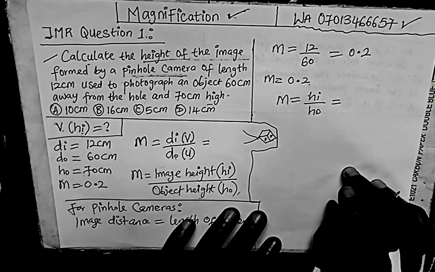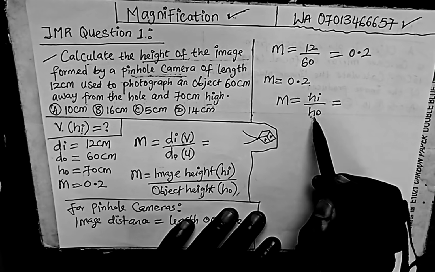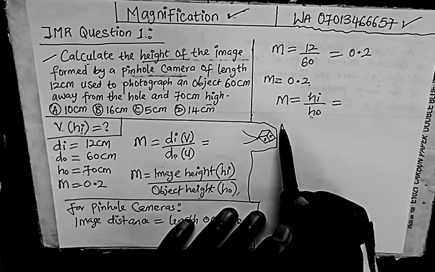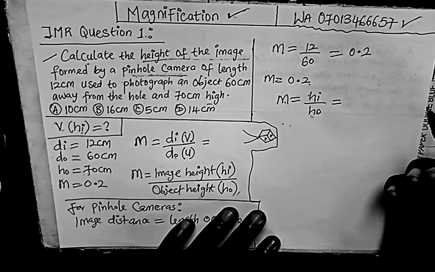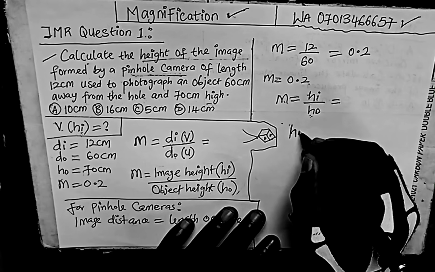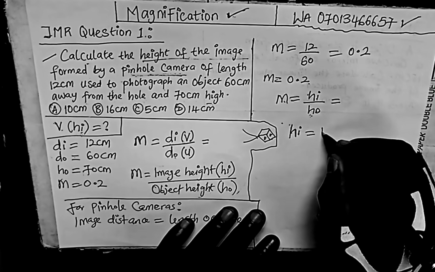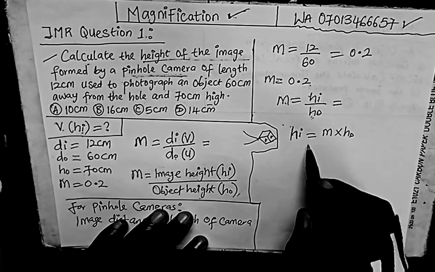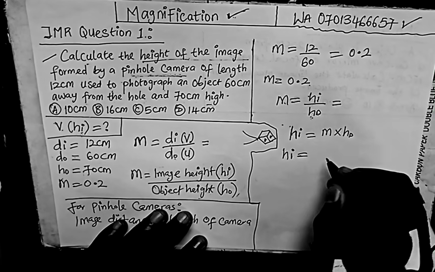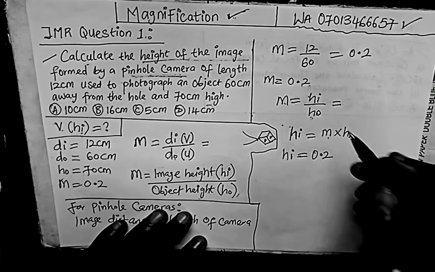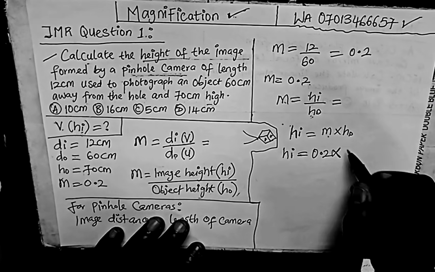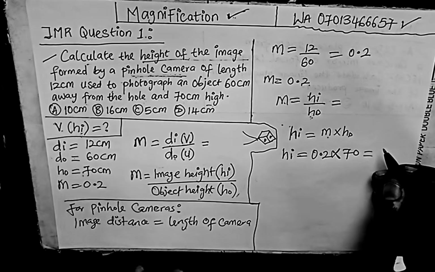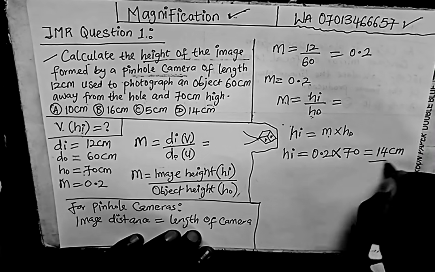Since we have the magnification and the object height, and we are looking for the image height, we make it the subject of the formula. Very easy. If this one comes down, it will be M times HO. So HI, the image height, is equal to magnification times HO, the object height. Substituting, HI is equal to 0.2 times HO, and HO is 70 centimeters. So 0.2 times 70 will give us 14 centimeters. That's the answer.